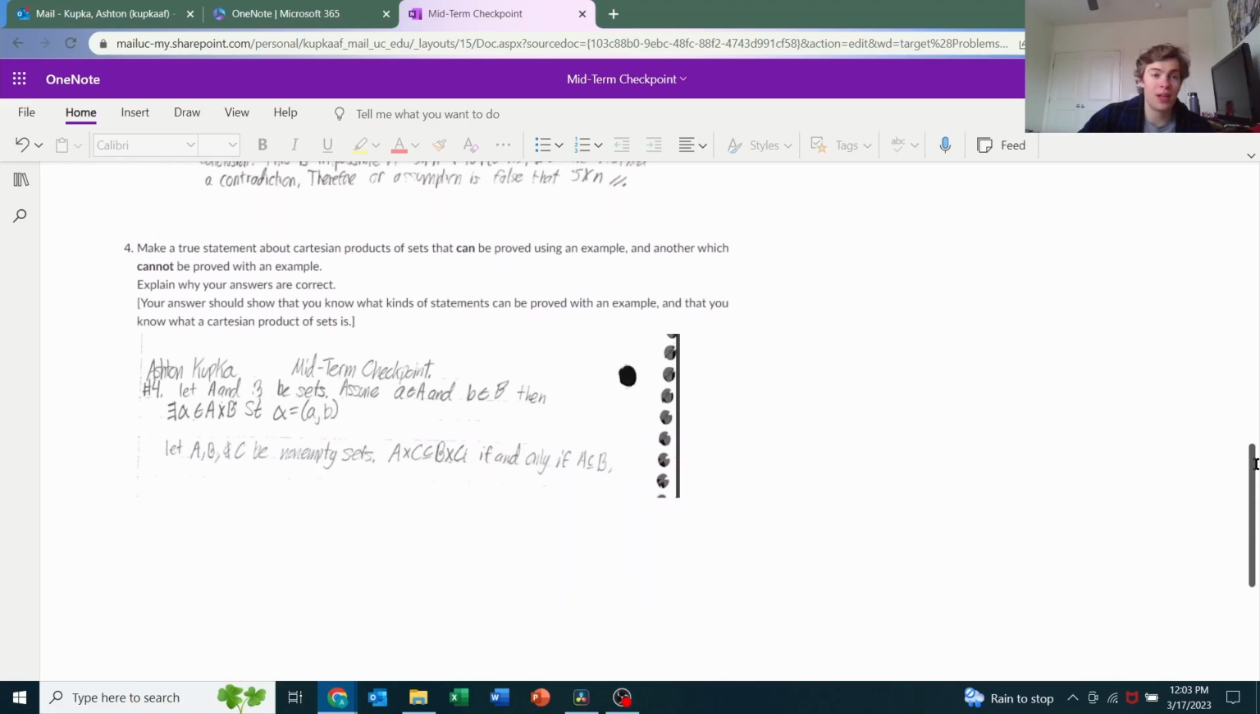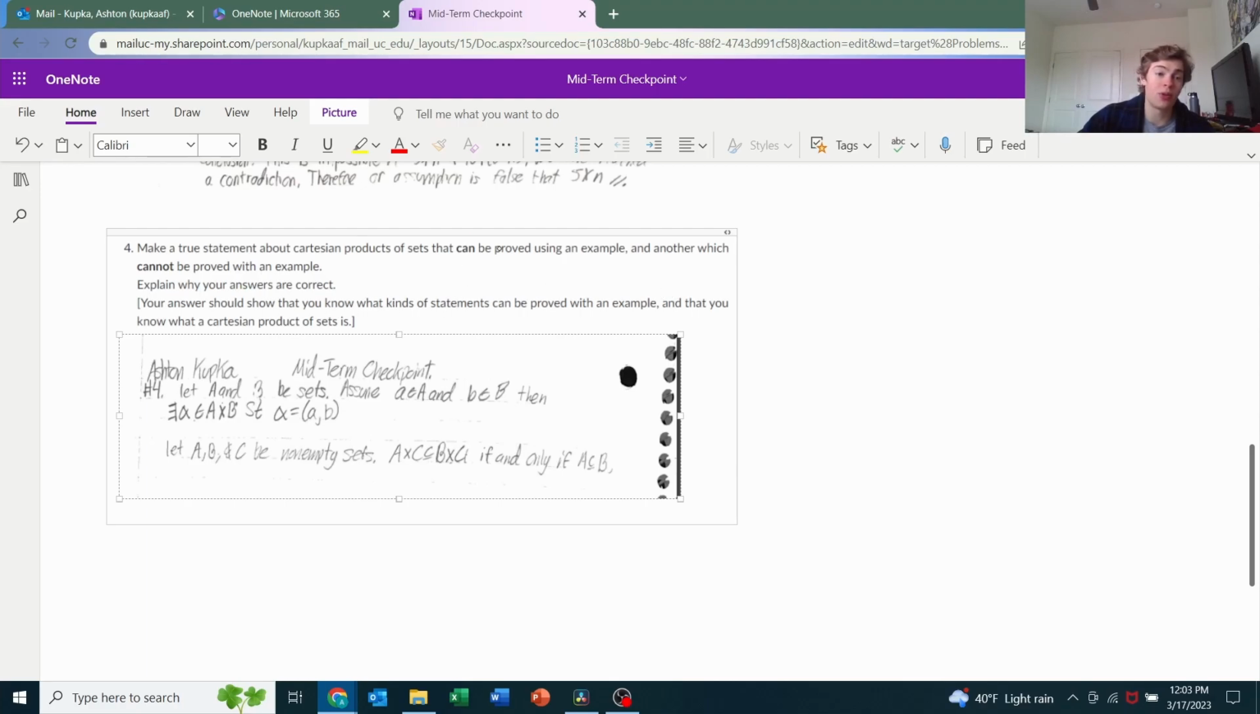And our final problem today is going to be, make statements about Cartesian products of sets, some that can be proved with an example and others that cannot be proved, and explain whether they're correct. So, for example, one that cannot be proved with an example, but is a true statement, is: let A and B be sets and assume that small a is an element of A and small b is an element of B, then there exists an alpha in the cross product A cross B such that alpha equals (a, b).